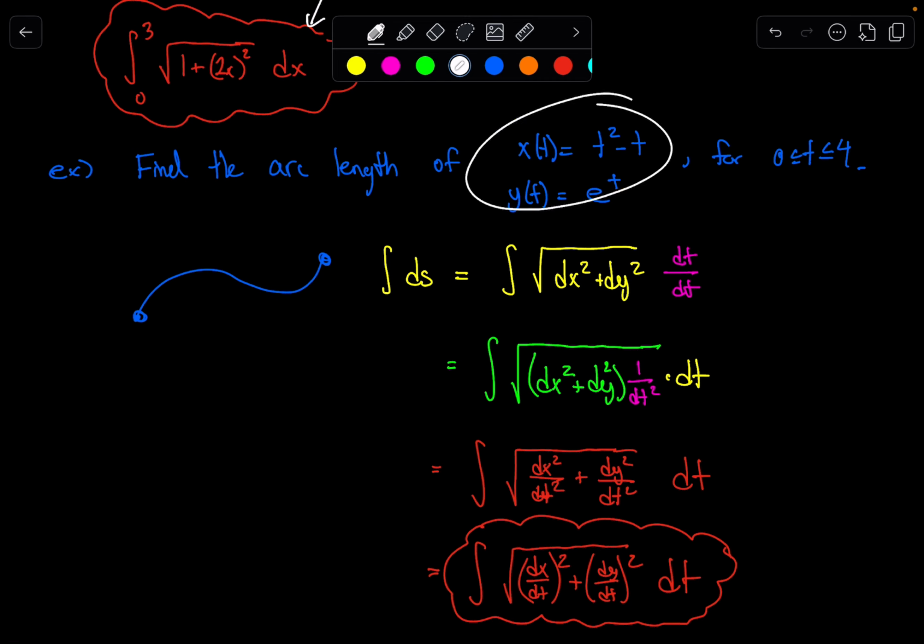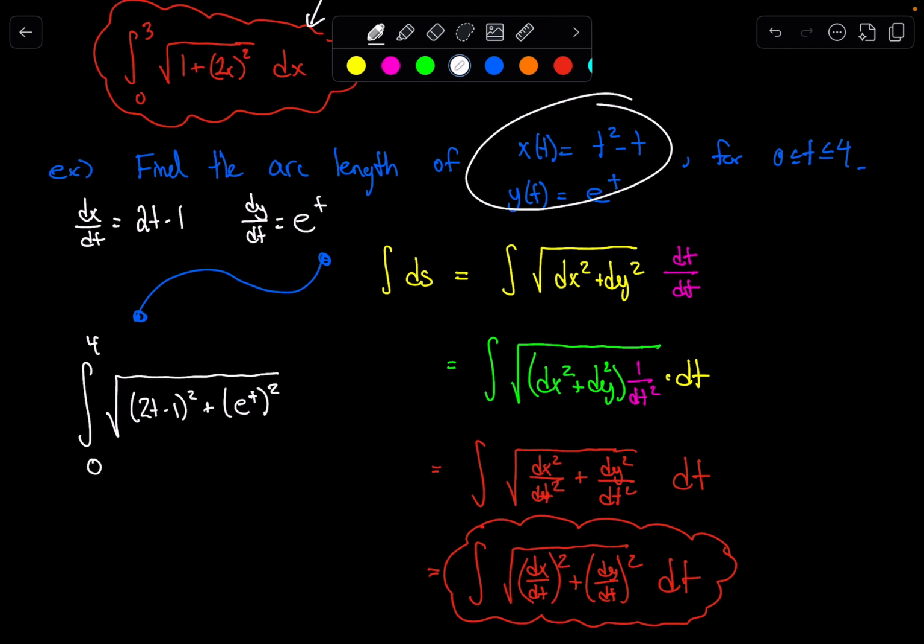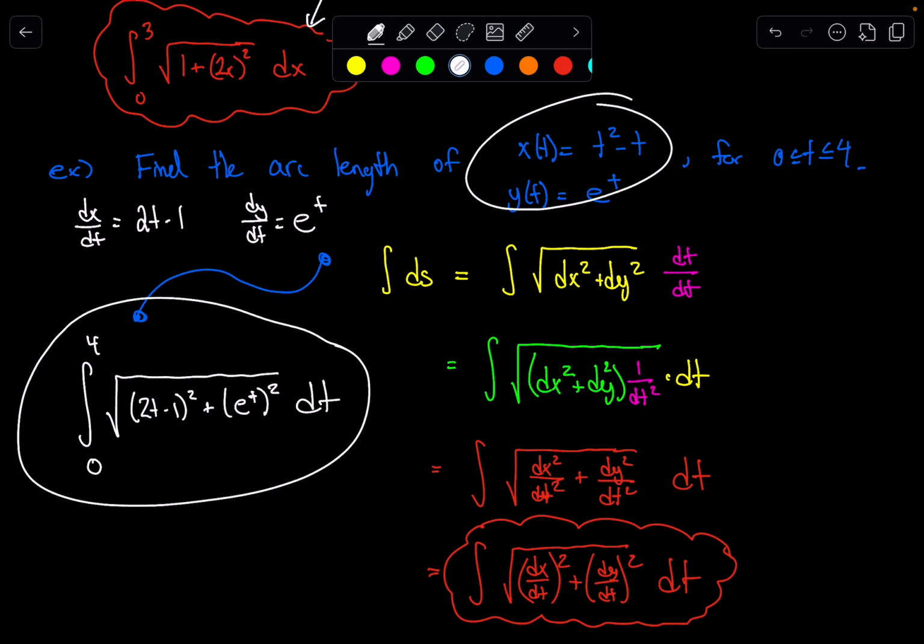So in this given example, we'd set up our integral. But the first thing we need is to know what dx dt is. So dx dt here is 2t minus 1. And then we need to know what dy dt is. And since we just had e to the t, it's just going to be e to the t. And so we know our bounds are from t is 0 to 4. We pop a square root, and we just plug things in. So we're going to have (2t minus 1) squared plus (e to the t) squared, dt. And this would be our setup for calculating the arc length in this particular problem. So not too bad in both cases.